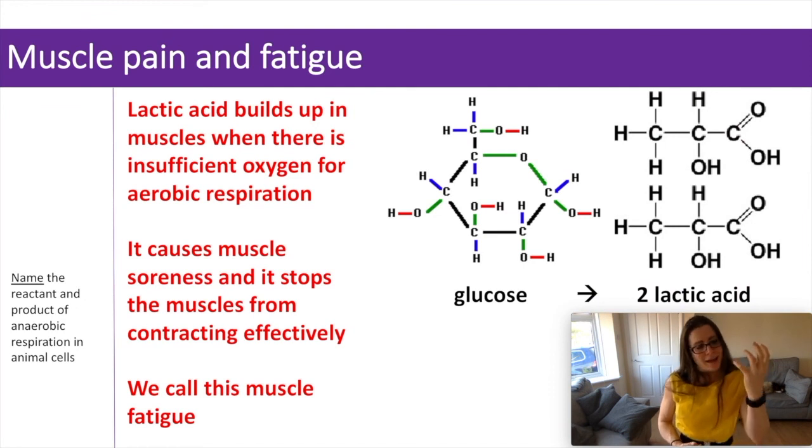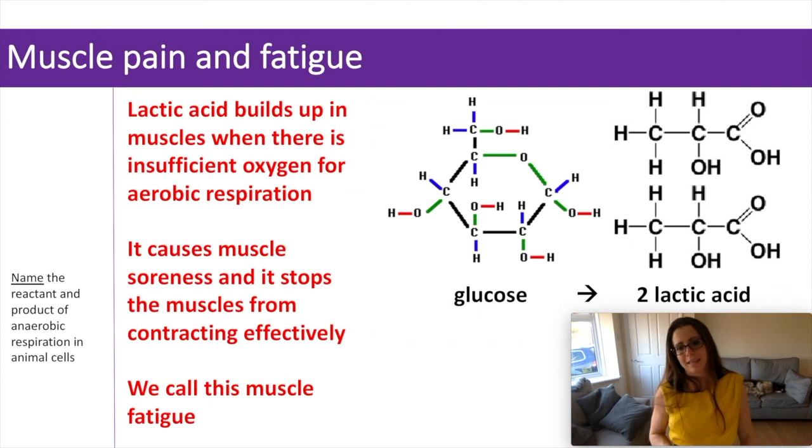My hand really struggled to contract towards the end there. I don't know how far you guys took it, but if you keep pushing through that muscle soreness, you'll get to a point where it just stops working. This point where we've got muscle soreness and we've got ineffective contraction, we call this muscle fatigue. Your muscles are not working as well as they should.